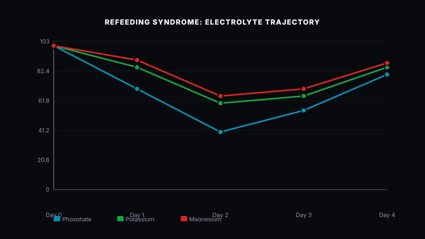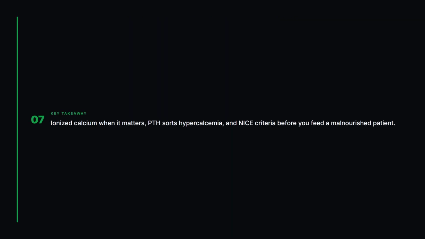Trust ionized calcium over the corrected formula when it matters. Keep Chvostek's and Trousseau's in your physical exam. Sort hypercalcemia by PTH, and screen every malnourished patient against NICE criteria before you feed them.